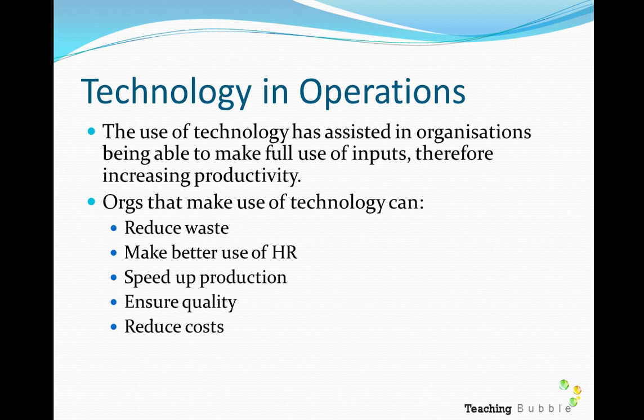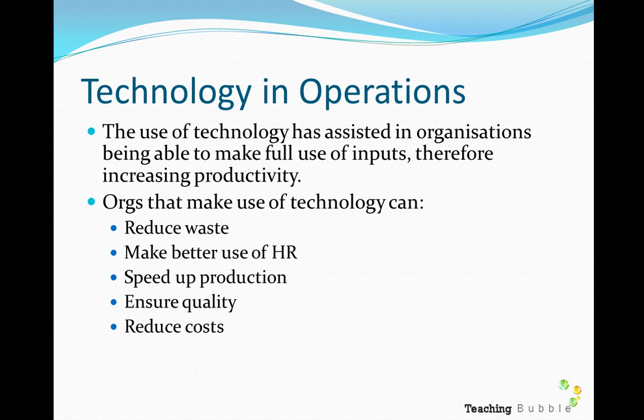So for organizations, one of the fastest or easiest ways to improve productivity is to implement technology. By making use of technology, organizations are able to reduce waste, make better use of human resources, and sometimes even reduce the amount of human resources they use, speed up production, ensure better quality, and reduce overall costs.